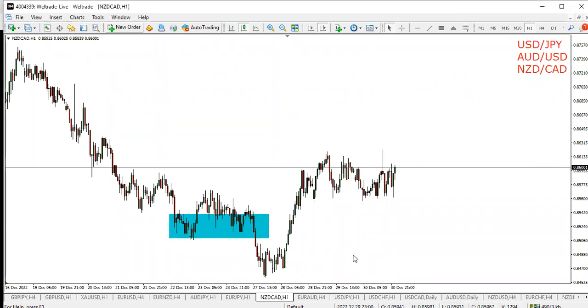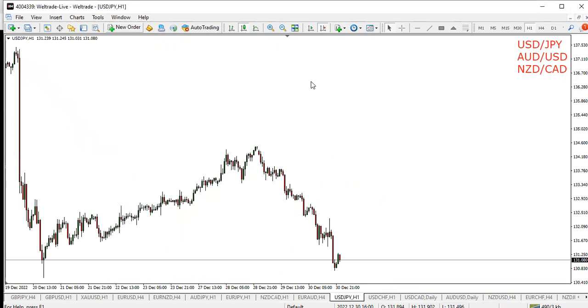The first one, which is USD JPY. Let us quickly look at that. So on USD JPY, what do we have? Okay, so this is USD JPY. This is actually one of the moves we explained a couple weeks ago.